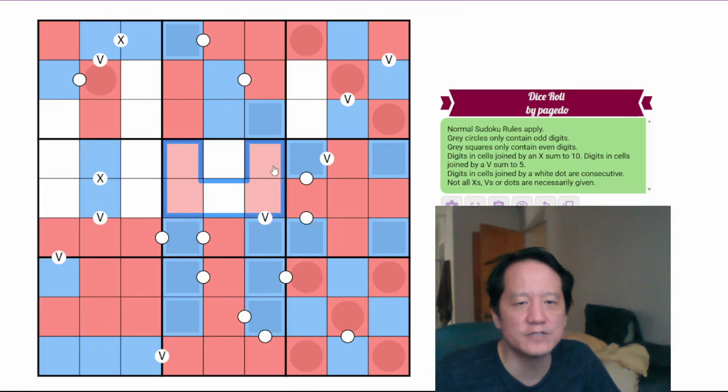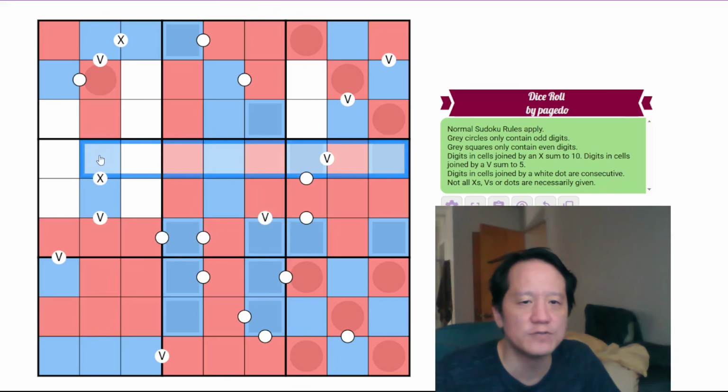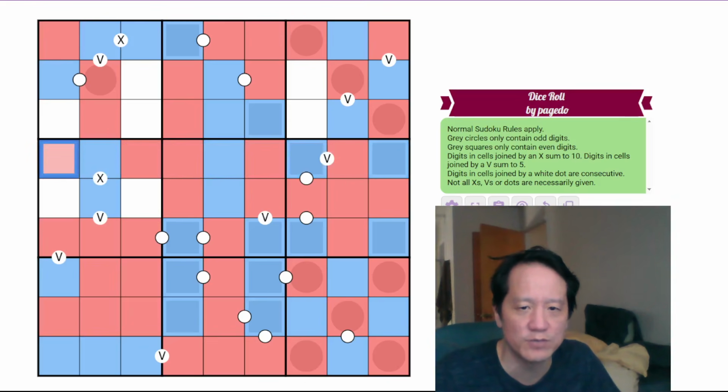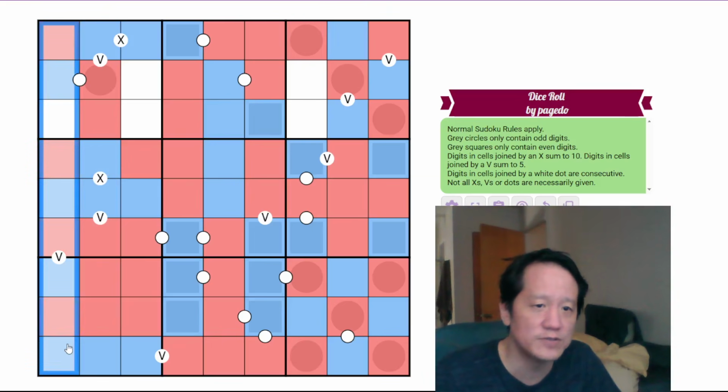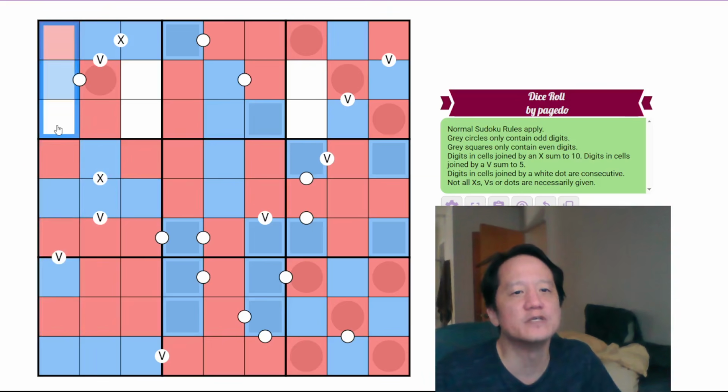We have 5 odds in the central box, so the rest must be even. We have 4 evens in row 4, which eliminates evens in the rest of the row, so the rest must be odd. And we have 5 odds in this left central box, so the rest must be even. We have 4 evens in column 1, which means this cannot be even in the remaining cell in column 1, so that's odd.